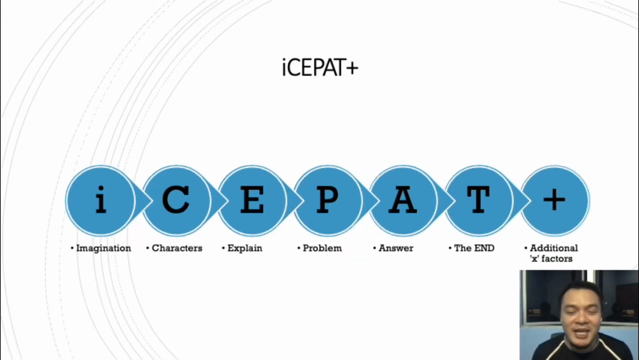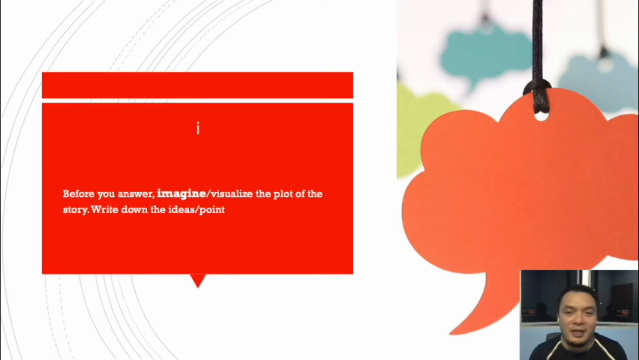First, let me explain what is iCEPAT Plus. iCEPAT Plus is actually an acronym. It stands for I, imagination, C, characters, E, explanation, P, the problem, A, the answer to the problem, and T, which is the end, as well as the plus sign, which is anything that you can add to make your essay more interesting. Now, let us take a look at iCEPAT Plus in details.